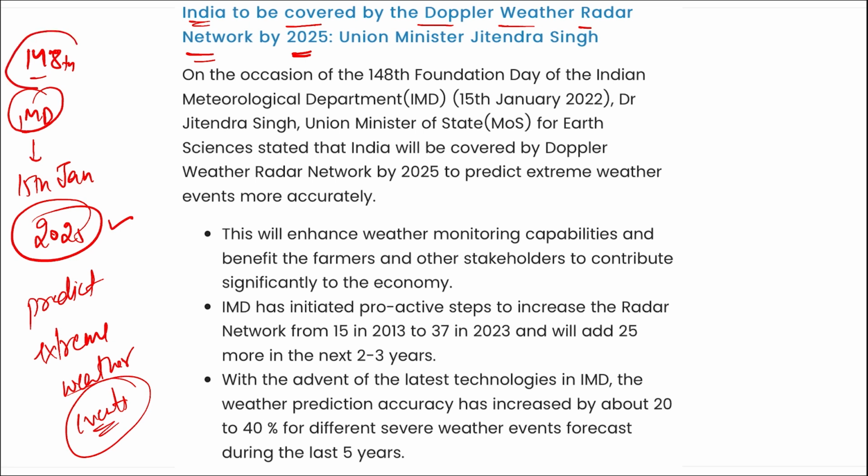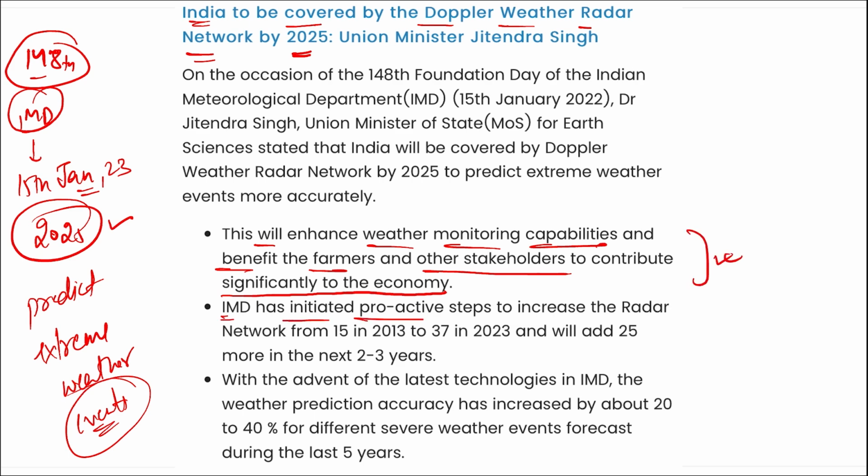So remember, during the 148th Foundation Day of Indian Meteorological Department, that was on 15th of January 23, our Union Minister of State for Earth Science, Dr. Jitendra Singh, stated that India will be covered by Doppler weather radar network by 2025 to predict extreme weather events. How this will benefit is that this will enhance the weather monitoring capabilities and benefit the farmers and other stakeholders to contribute significantly to the economy, as we will be able to predict the future weather, if there will be a drought or if there can be a flood in the near future, when it will rain, when is the best time to sow our seeds. All these things will be helping our farmers.